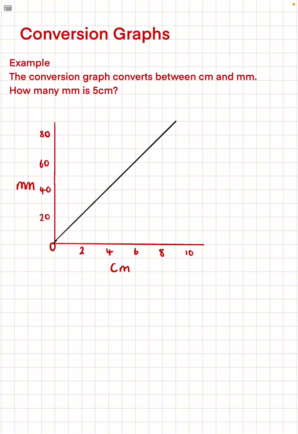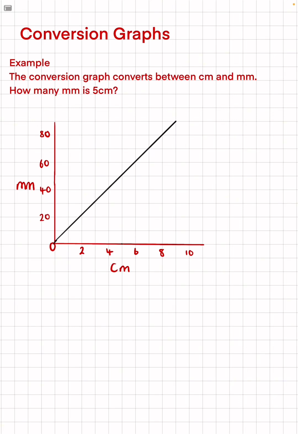Here is a conversion graph. Conversion graphs help you convert between different units. So one unit goes along the horizontal axis and the other goes up the vertical axis. We've got an example here. So the conversion graph converts between centimeters and millimeters. How many millimeters is 5 centimeters? So we've got centimeters along the horizontal axis and millimeters along the vertical axis.